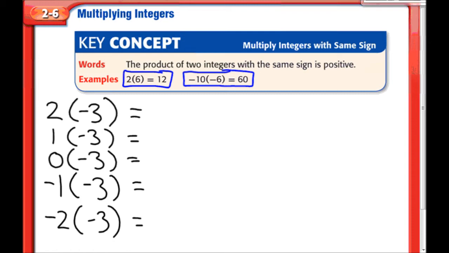From the previous slides, we already know that 2 times negative 3 right here is negative 6. All right. And 1 times negative 3, well, that's easy. 1 times any number is that number. So that's our identity property of multiplication. So 1 times negative 3 is negative 3. Of course, 0 times negative 3, well, 0 times any number is, of course, 0. But let's pause here for a second. And do you see the pattern in the answers? Can you figure out what's going on?